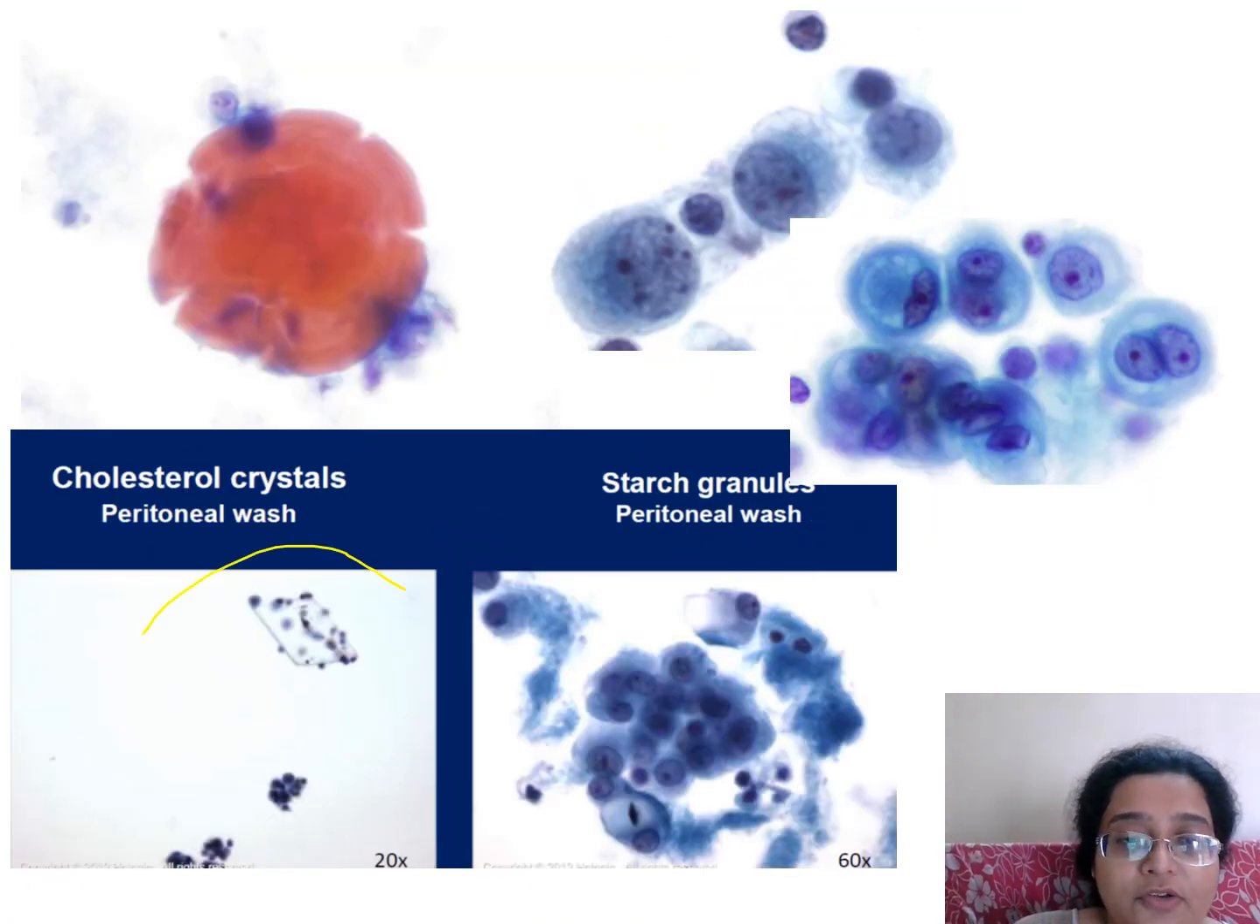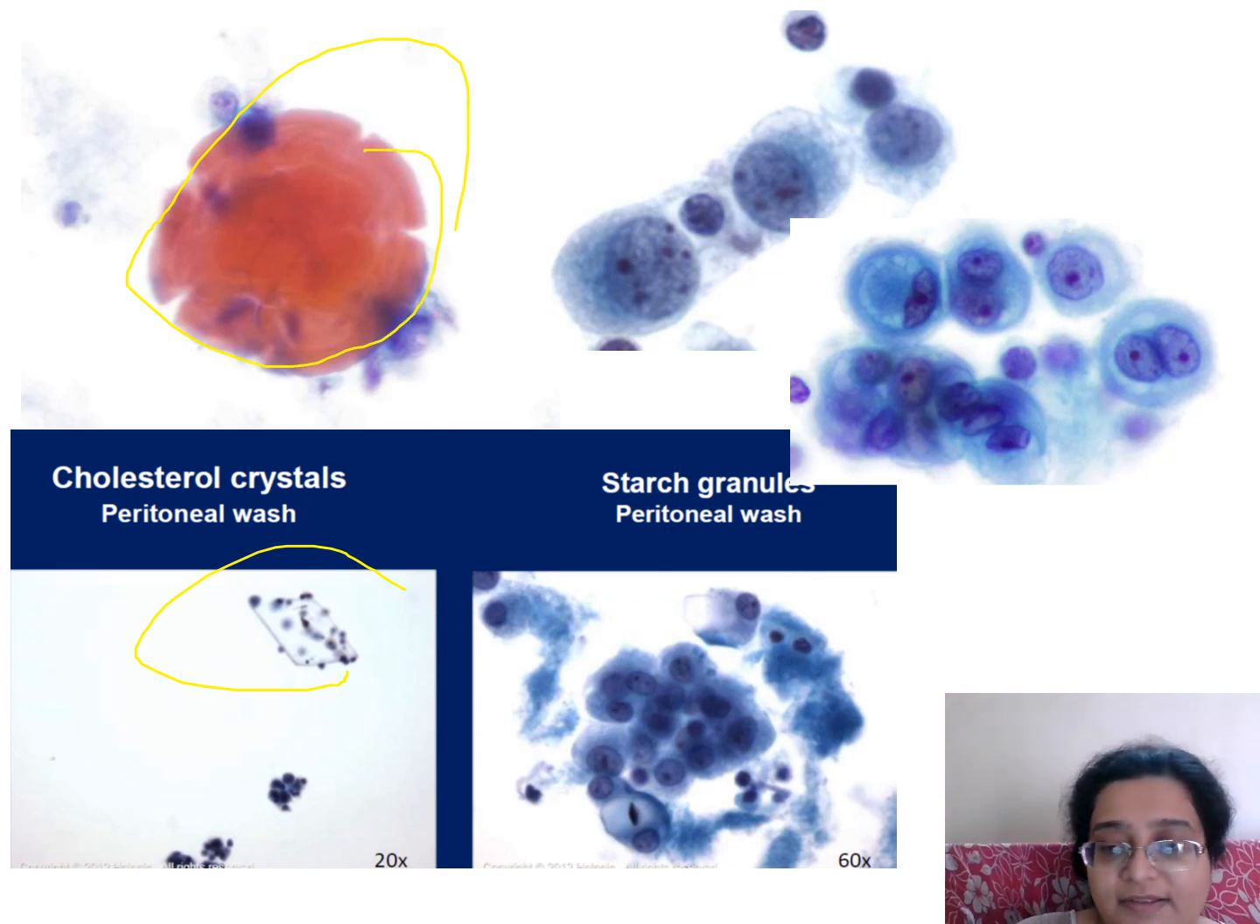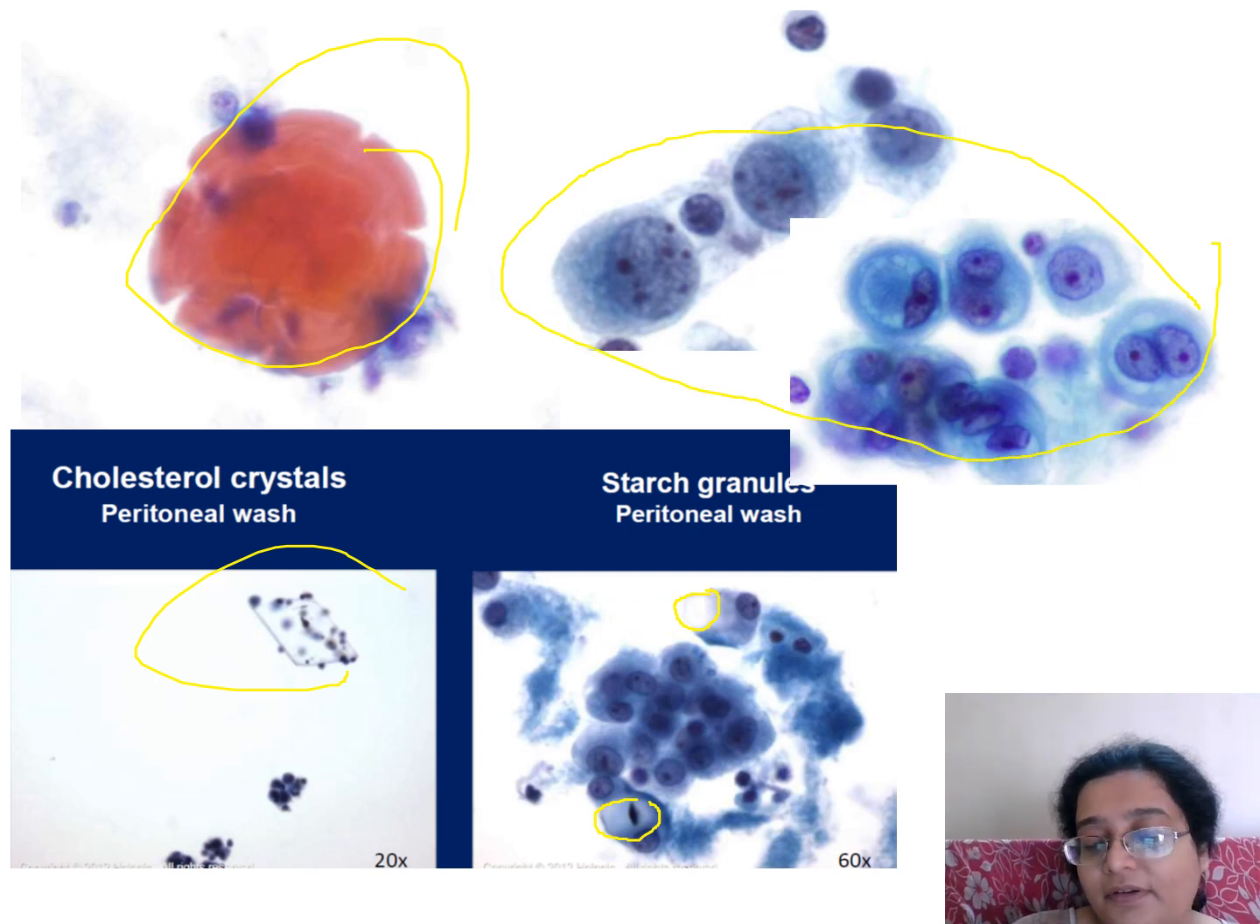Okay, then you might get cholesterol crystals, these kind of calcifying bodies. Fine. Then you might get starch granules. See this eaten up over here. Fine. This is something eaten up over here. And see, all this is reactive. This is not malignancy. This is not Hodgkin's.